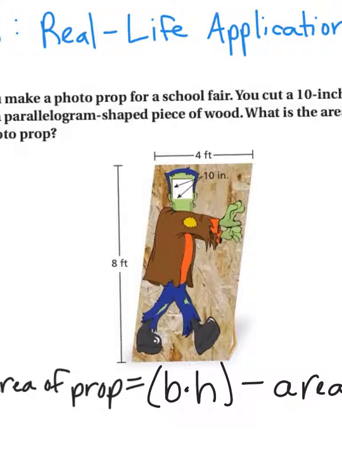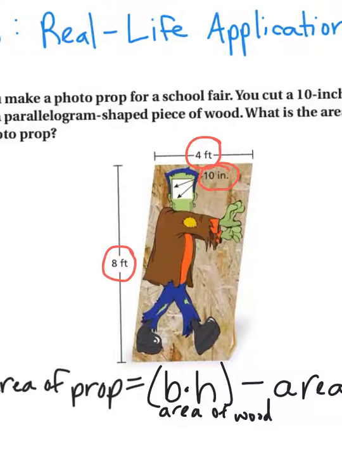I accidentally wrote the formula in here, which is fine, but I should have put it in words first. So area of the parallelogram, or of the wood, the prop, is right here. And when we start to fill things in, there's one other little thing we need to pay attention to, which is that the units of the actual wood piece are in feet, but the cutout is in inches, and we need to make sure that we're using all the same units. So in this case, I think the easiest thing to do is to convert from feet to inches.